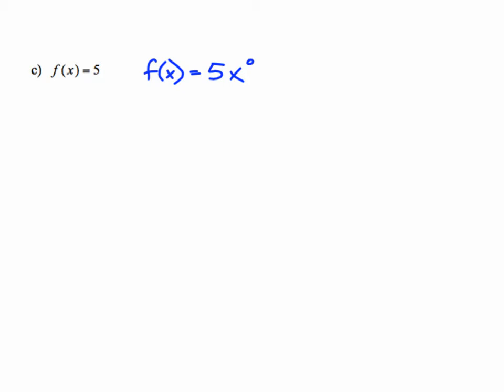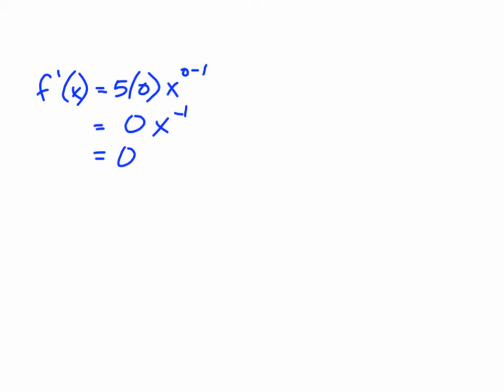Here we have a function equals 5. And 5 is a constant. From the very first note, I said that the derivative of any constant equals 0. That's right, because the exponent on the x is 0. So when that 0 gets multiplied by 5, 5 times 0 is 0. So the derivative of any constant, any number, is 0.